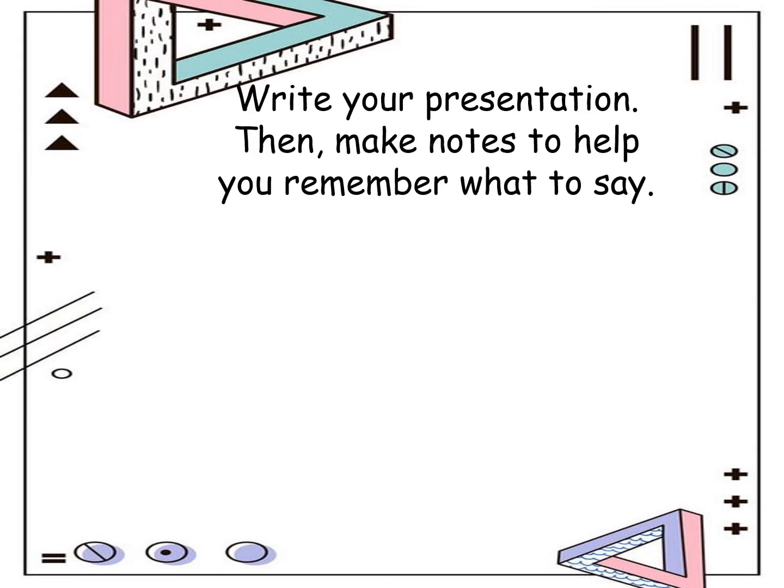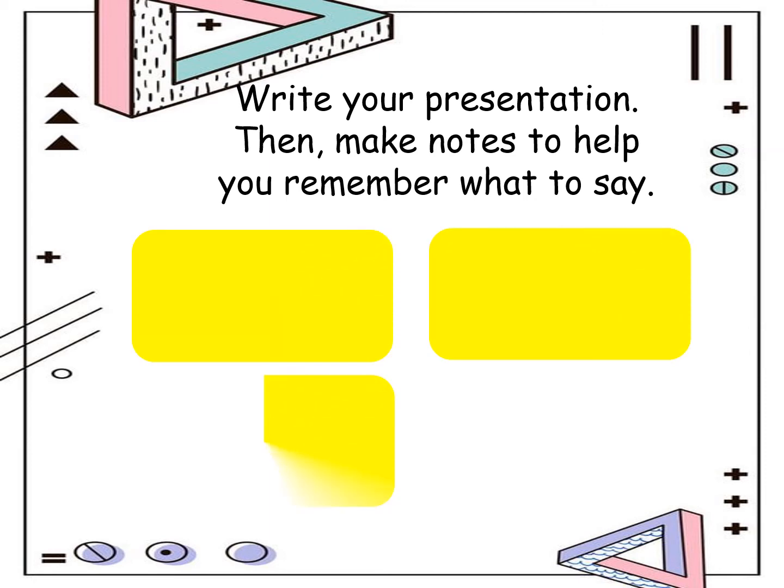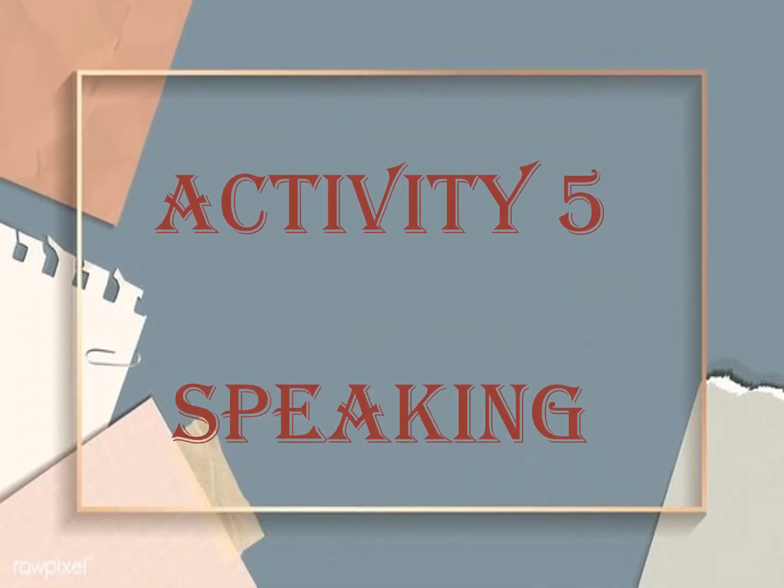Now the time has come to write. Write your presentation, then make notes to help you remember what to say. You're ready with your presentation, okay? Write or make some notes, like what is a or an, and you mention the topic that you are going to talk about, just to remind yourself. For example, you can say where they happen, after that what to do, and so on. Move to activity 5, please. It's speaking.